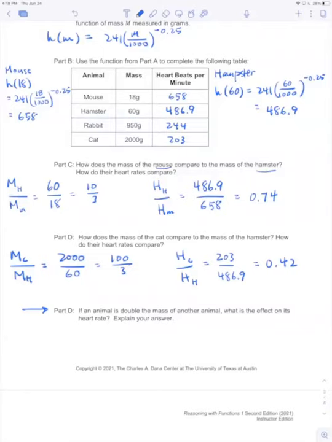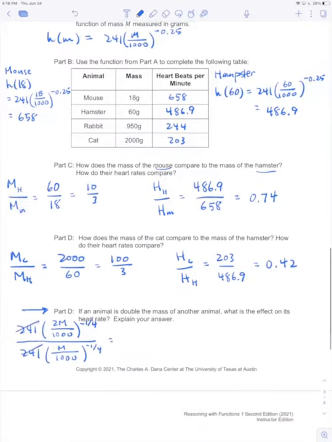So we could write 241, and we need one mass to be twice that of the other. So I'm just going to write 2m over 1,000, and this is to the -1/4 power. And then again, I'm going to write 241 for the denominator. Now this time the mass is half that of the other one. So that, and then -1/4. Now if we get rid of the 241s and just start simplifying this, we have 2m over 1,000 to the -1/4. And then we have m over 1,000 to the -1/4.